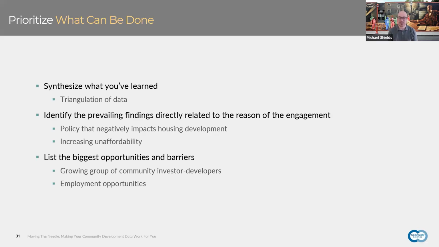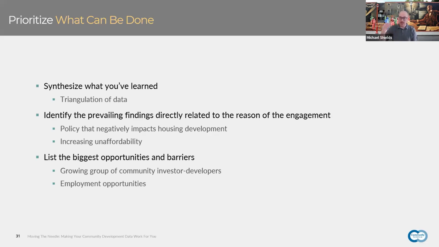This policy is going to negatively impact housing development. I learned that from ground truthing. Or I ran the numbers and there's just increasing unaffordability here, and that's going to be a problem going forward. And what we do is we end up listing the biggest opportunities and the biggest barriers to that story or that goal that has been outlined since the beginning, right?